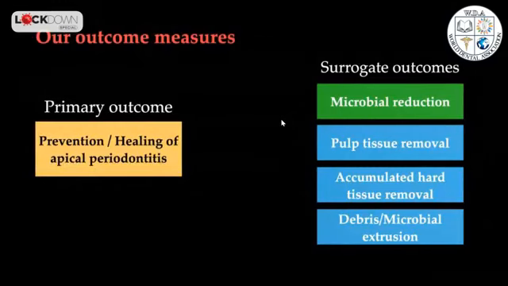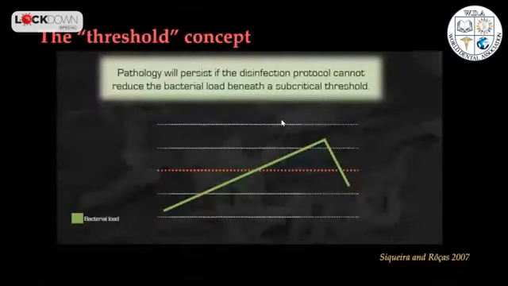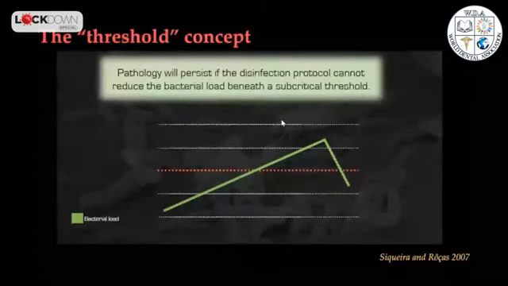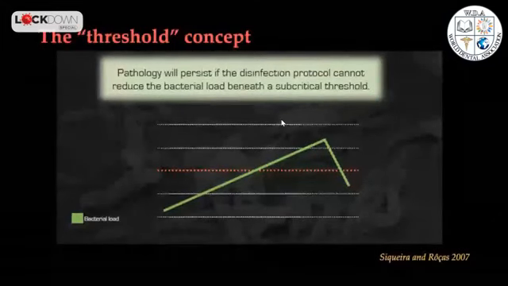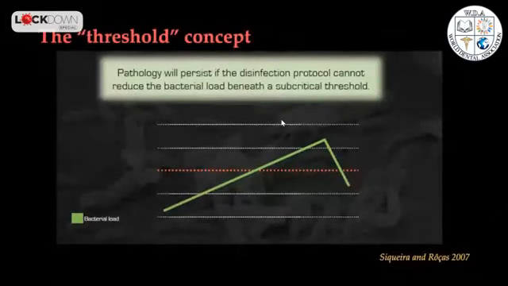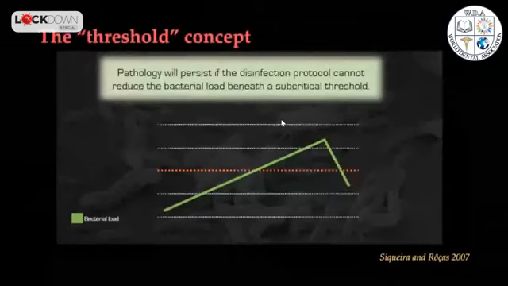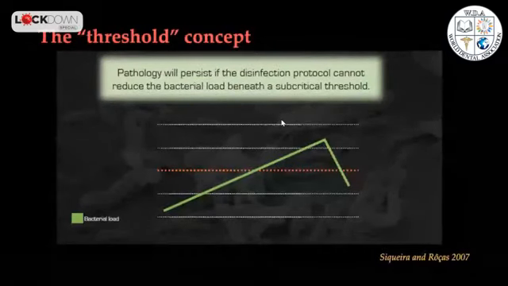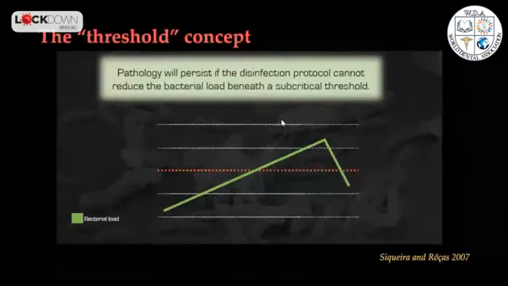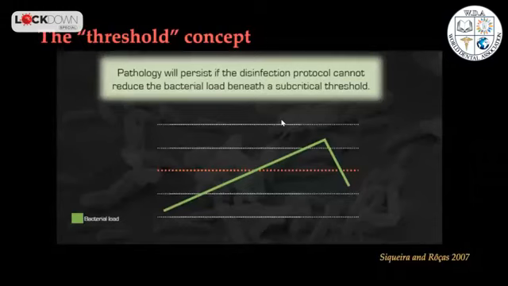And what do we know in terms of this microbial reduction? We know that the pathology will persist if your disinfection protocol cannot reduce the microorganisms. So that is what we call the subcritical threshold. So you want the disinfection protocols to reduce the microorganisms to a threshold which is below this limit so that healing will take place. However, the problem is that from the context of root canal treatment, we do not exactly know what this threshold is.